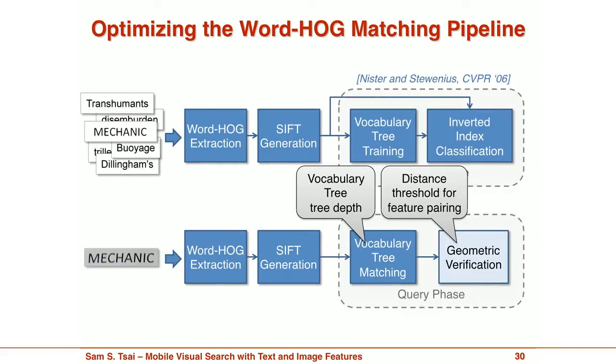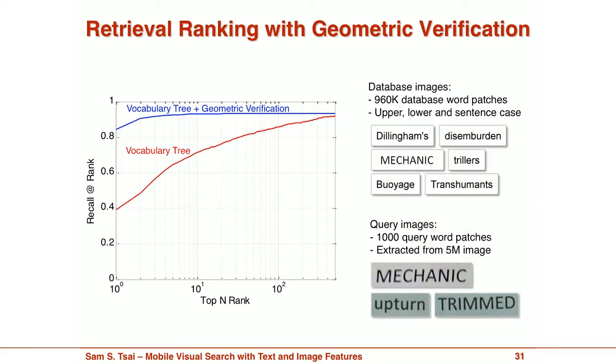For the vocabulary tree, we trained for the vocabulary tree depth and also the distance threshold used for the feature pairing stage. Once we have trained the system, we tested the performance using a 960,000 word patch database. It was generated using 400,000 different words with 3 different casings. We don't generate lower casings for names, so it's not 400 times 3.